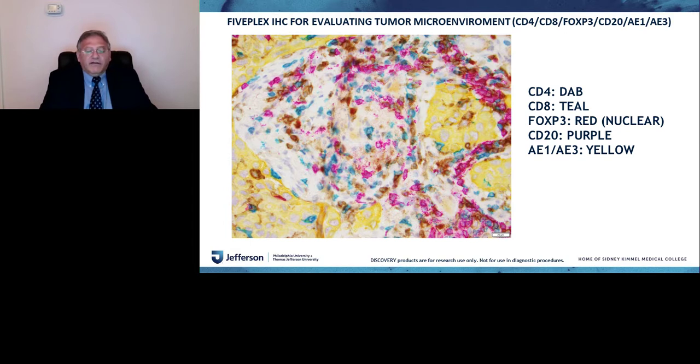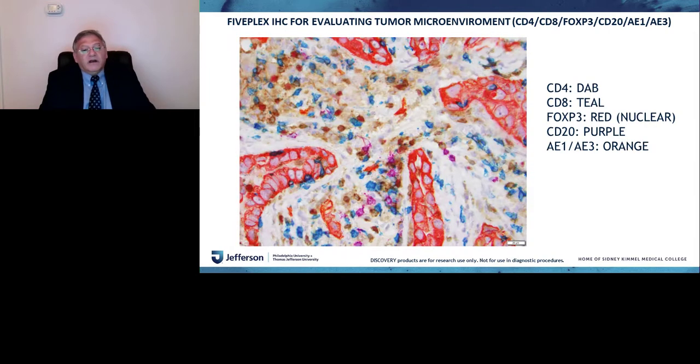And again, we have purple as the CD20, teal or blue the CD8, and the FOXP3 is the nuclear red. And you are going to realize that the nuclear red is always positive in the CD4 positive cell, or a subgroup of CD4 positive cells that are going to be DAB positive. All right, and while we were playing with this, we realized one very important thing.